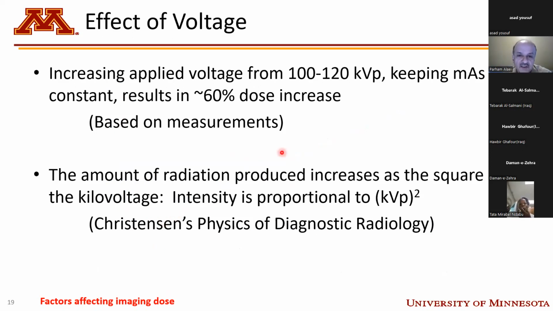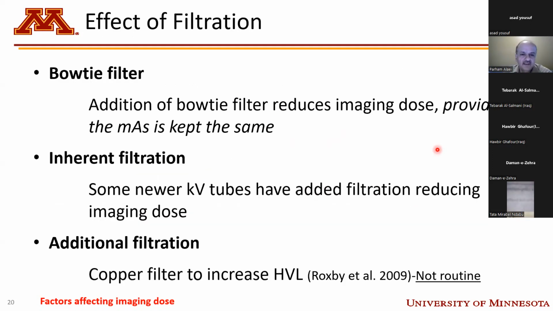Kilovoltage, based on measurements, going from 100 to 120 kVp gives about a 60% dose increase. This is almost similar to what I found in the classic diagnostic radiology physics textbook, Christensen's, which says the intensity is proportional to kVp squared. So again, if you use higher kVp, you get higher dose, and it usually varies by about a factor of kVp squared.